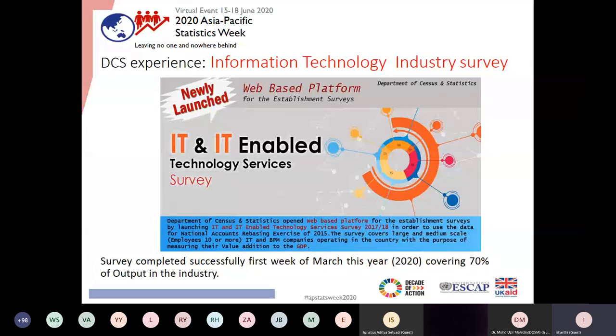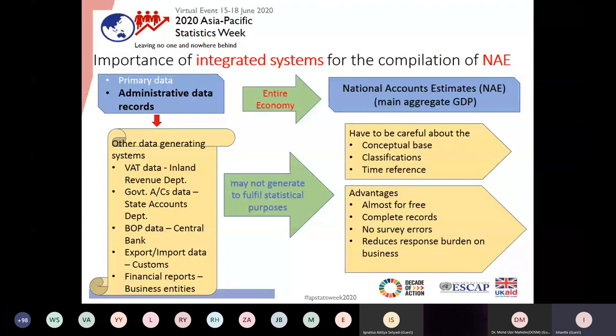In addition, at every stage of planning, the private sector IT industry associations gave their fullest support. Another important point is, with the launching of this survey, DCS introduced a web-based platform for the establishment service sector. Finally, the survey was completed successfully, covering 70% of output in this industry.